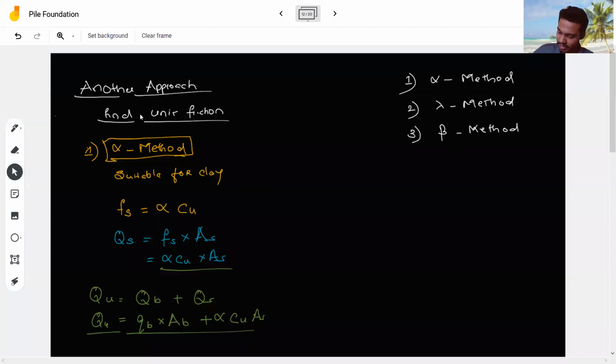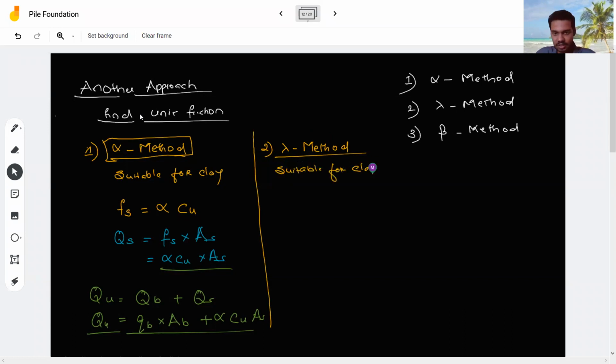Second method is lambda method, which we are going to do. I have not written a term. One second. Here Nc. Okay, done. So lambda method is also suitable for cohesive soils. Here your Fs comes as lambda times sigma v bar plus 2 times Cu. This is the formula. Let me write the terms first. Fs means your friction capacity. Here lambda means friction capacity factor.